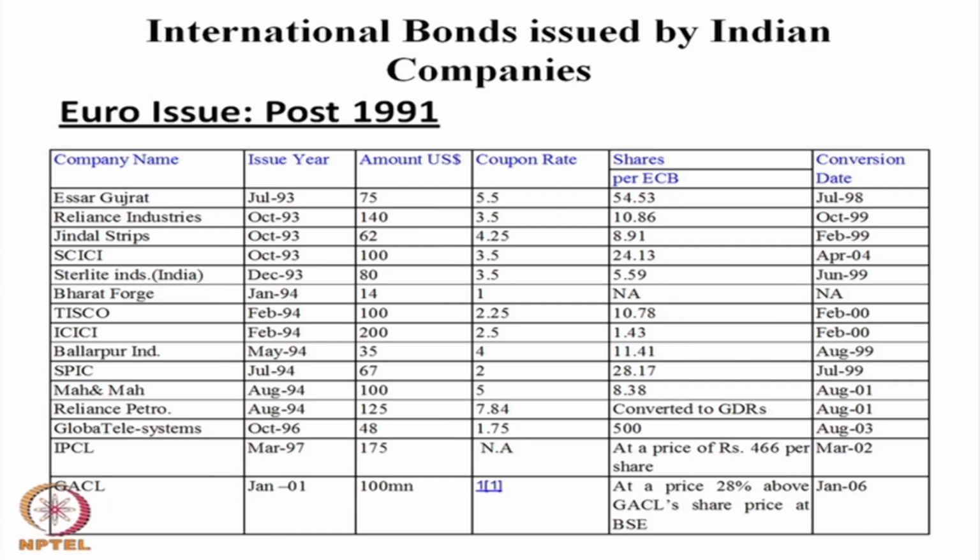also there may be some kind of convertible bond they issued, convertible in the form of GDR, convertible in the form of ADR. With these mixed features they issued Euro bonds in different markets of the world.